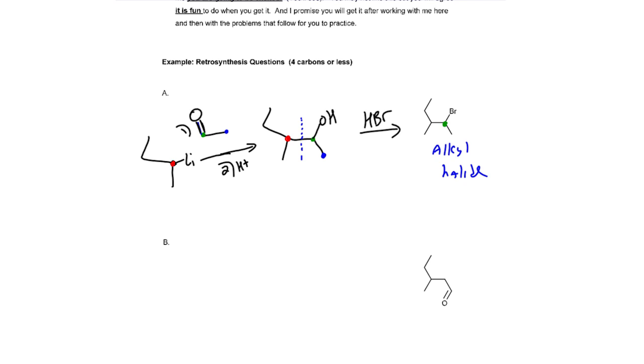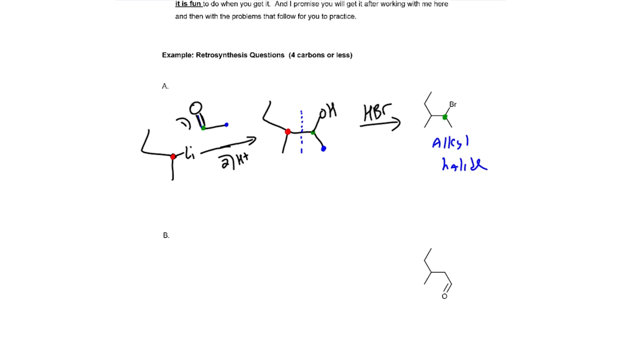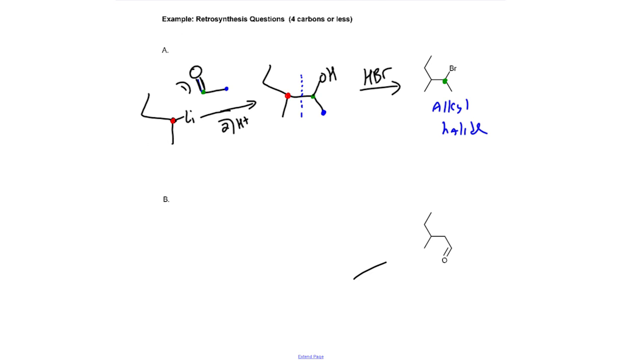We're done. This is 4 carbons or less, right? So we're done. Everybody's happy. And we answered this problem. Let's do another one. So I'm starting with the carbonyl, right? Carbonyl. So I look at my little road map and it tells me PCC and draw an alcohol wherever the carbon with the double bond O is OH.